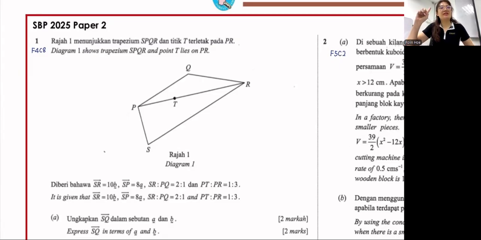So for the first question, my first question is about Form 4 chapter 8, which is vectors. For paper 2, usually one question from this chapter will come up, and I personally would suggest you pay attention to this chapter. Okay, let's see what's the question.